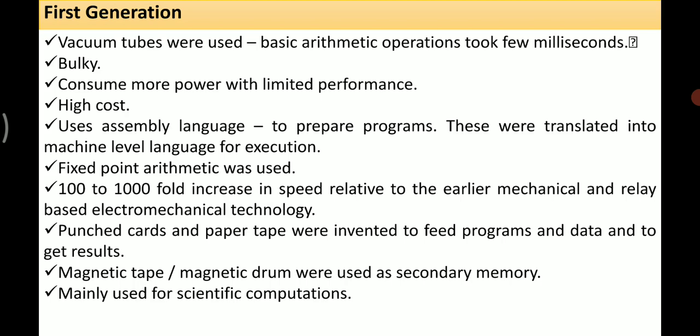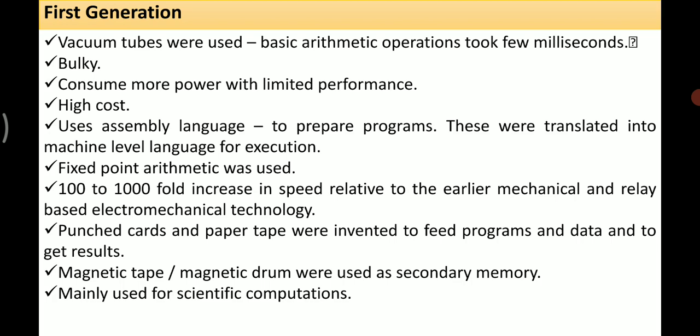Any program that has been written has to be translated into the machine level language for the execution to take place. And there was fixed point arithmetic that was used, and a 100 to 1000 fold increase in the speed, relative to the earlier mechanical and relay based electromechanical technology. So there was an increase in speed when we compare with the earlier mechanical or relay based electromechanical technologies.